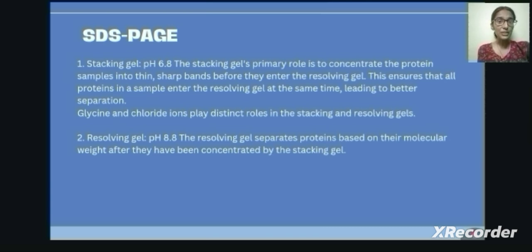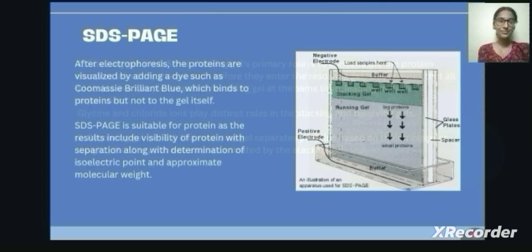Now that polyacrylamide gel is further divided into stacking gel and resolving gel. Both of them have different pH because of the work of glycine, which is a zwitterionic molecule. The stacking gel's primary role is to concentrate the protein samples into thin, sharp bands before they enter resolving gel. This ensures that all proteins in sample enter the resolving gel at the same time. Glycine and chloride ions play a role in this. Then we have resolving gel, which basically separates them on the basis of molecular weight.